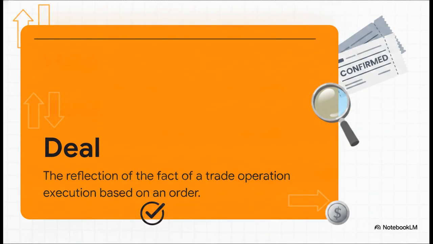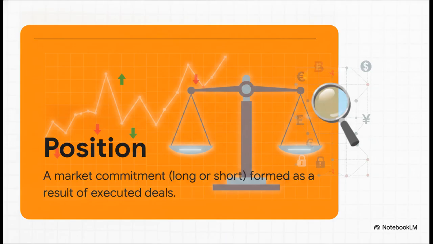A deal is the reflection of the fact that a trade operation was executed based on your order. You can really just think of the deal as your receipt. It's returned to the trader confirming that the action actually physically happened. Your order was the request. The deal is the undeniable proof that your broker actually filled it. And finally, we have the position.